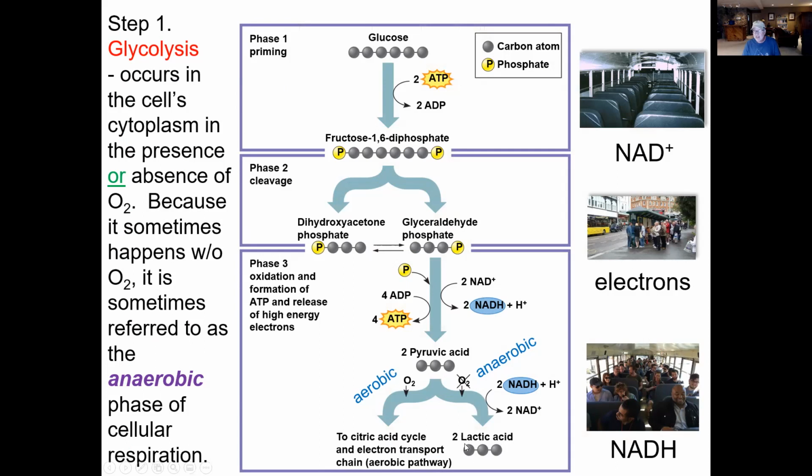These pyruvic acids get converted into what are called lactic acid molecules. And in order to do that, we're going to have to take some of those electrons that we've just stored in the form of NADH, and we're going to have to tell the passengers, hey, electrons, you need to get off. So we can form our empty buses here, right? And then those electrons actually get added to the pyruvic acid and make the lactic acid. Okay, so the lactic acid is different chemically from pyruvic acid. It has some additional electrons in it, basically.